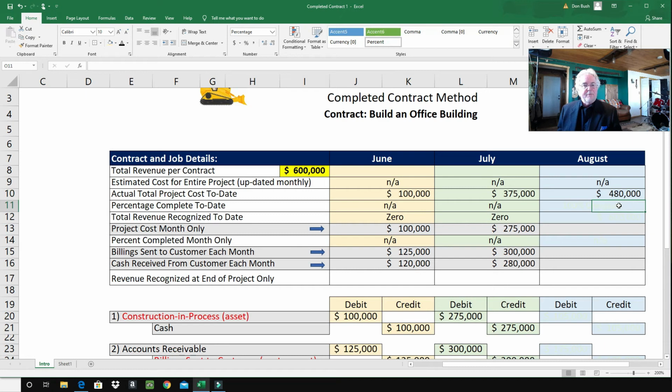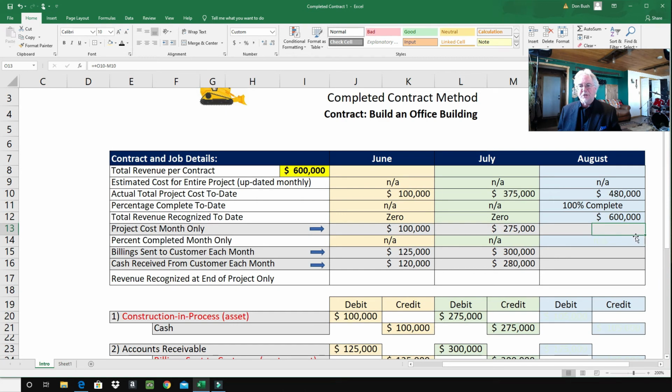Charging the customer $600,000, cost is $480,000. There you go. Percentage complete. Well, 100% complete. We're done. Total revenue recognized today. Well, folks, we are going to recognize all the revenue because we have completed the project. That's how it gets its name.